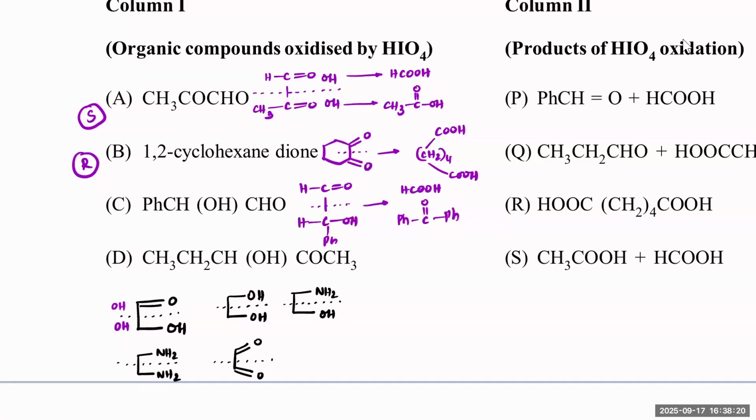So you can see formic acid, and you will have, no, there is one hydrogen here. So that makes it benzaldehyde. So which is the case here? P.